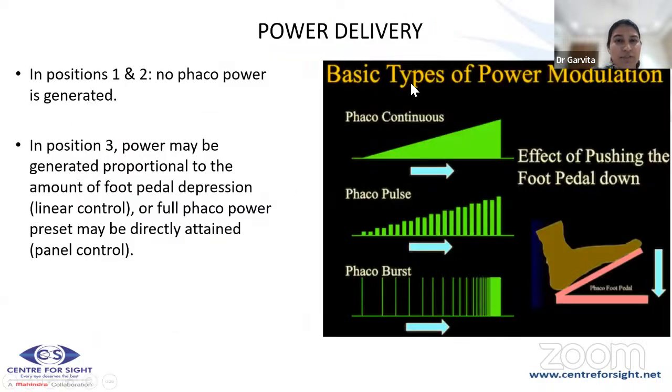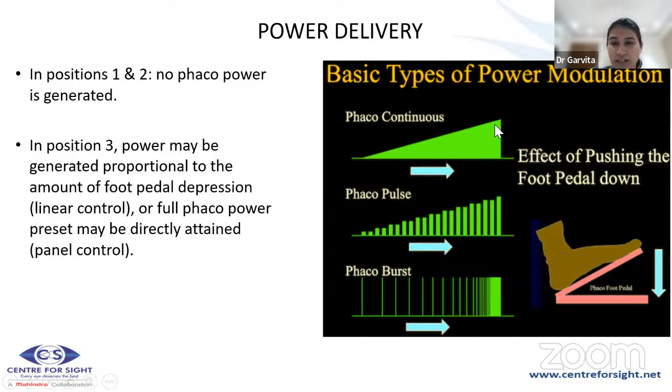So how do we deliver power via this foot pedal? In position 1 and 2, there is no phaco power. It is only in position 3 that you get a power proportional to the amount of foot pedal depression, which is called a linear control of power. This is an outline diagram of all the various available power modulations.